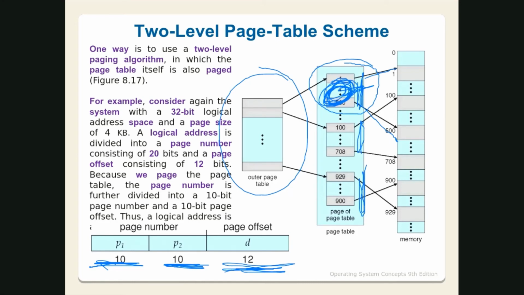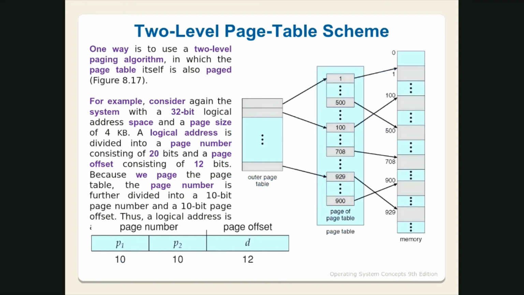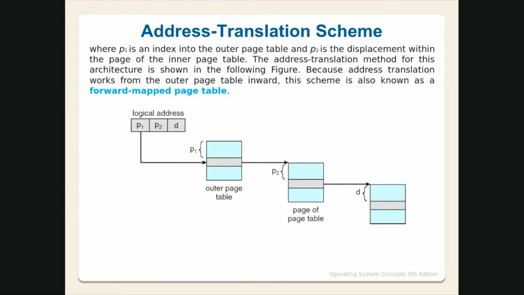Because I need the page number for this table, I need the page number for any of these tables, maybe this or another one. So the logical address contains three entries: outer page number, inner page number, offset. Remember this point. This is two-level. It's not necessary to have only two levels. We can still go up to three levels or more. This is one simple example, two-level.